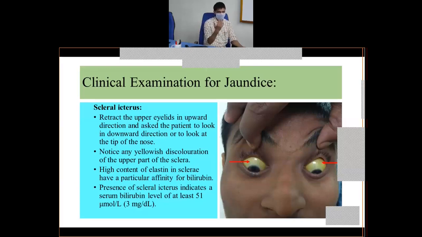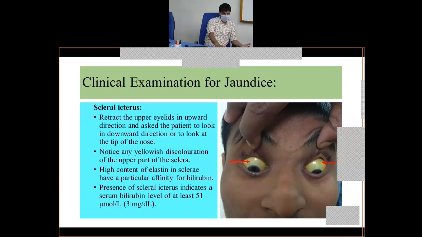And why is the sclera very specific for jaundice? The reason is that it contains high elastin, and elastin has a great affinity for bilirubin. So bilirubin having a high affinity to scleral elements like elastin, because of that the sclera will be the first site where you can detect jaundice even in mild cases. And remember one more thing, that the presence of scleral icterus indicates that the serum bilirubin is at least 51 micromole per liter. That in Indian standard comes as 3 milligram per deciliter.